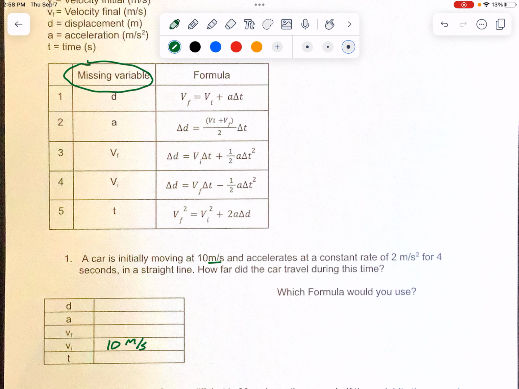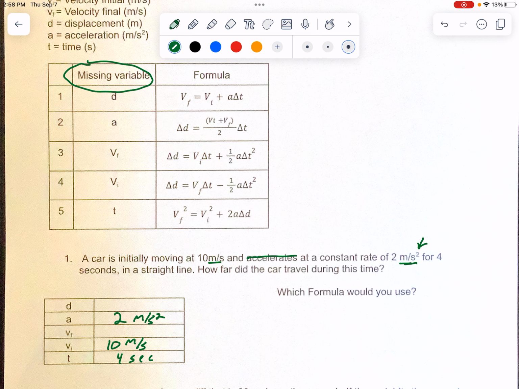Then accelerates at a constant rate of 2 meters per second squared. So I told you acceleration is 2 meters per second squared. And I will not always say accelerates. I can say it just increases at a rate of 2 meters per second squared. But as soon as you see that meters per second squared, that is a dead giveaway. That is acceleration. You've got to be able to understand those units, because if you can't pick out what I give you in a problem, it's going to be difficult to organize your information and figure out which equation to use. And then I go for 4 seconds. So that's going to be my time, 4 seconds.